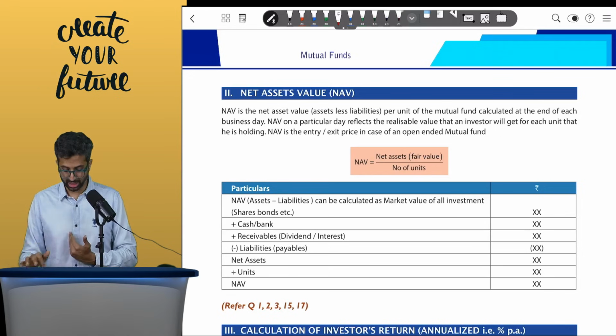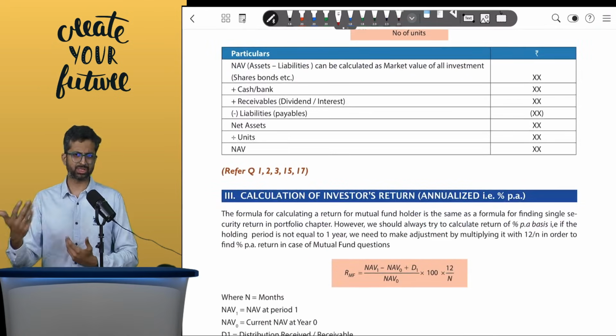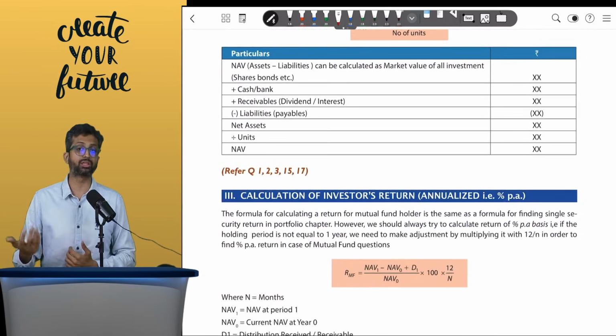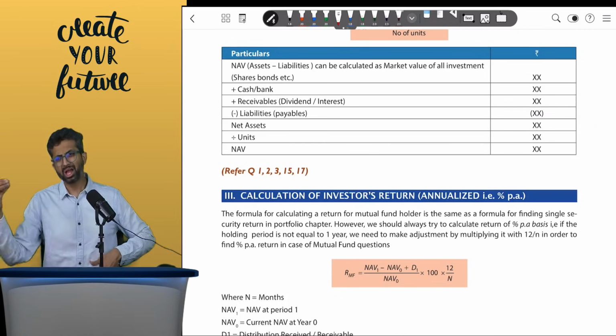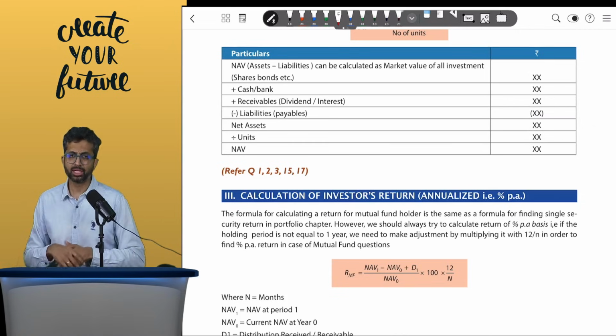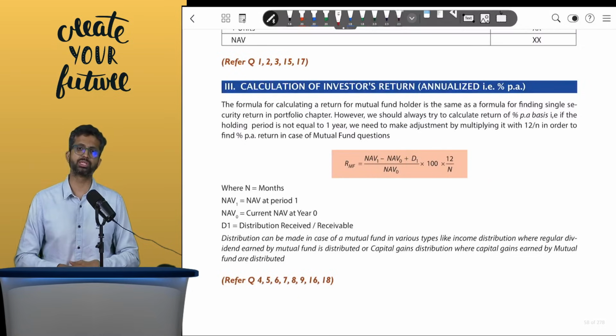That will give you the NAV, and there will be sums involving NAV calculation where you have to take the fair value of assets and liabilities. Certain items like cash, receivables will be added. Payables like fund management charges, if they are not yet paid, will be deducted, and that will give you, let us say, the NAV.